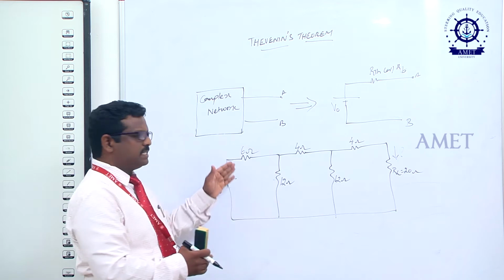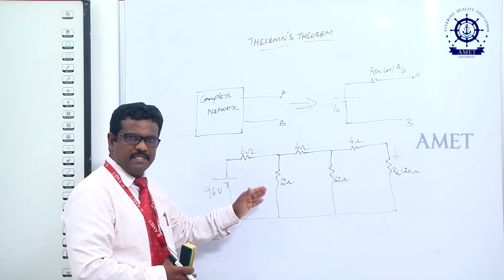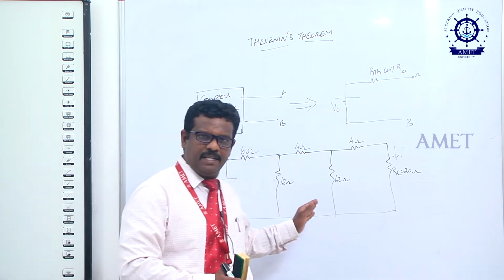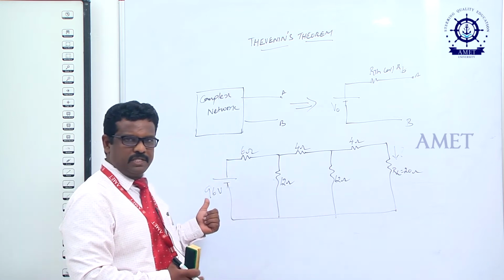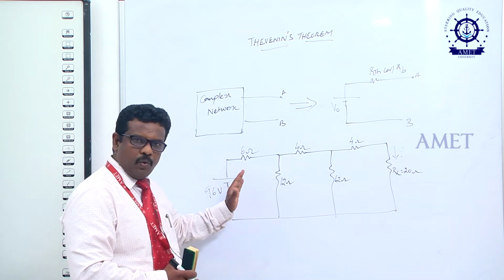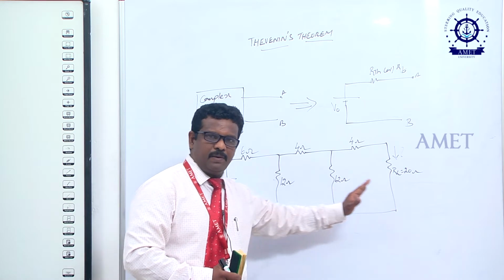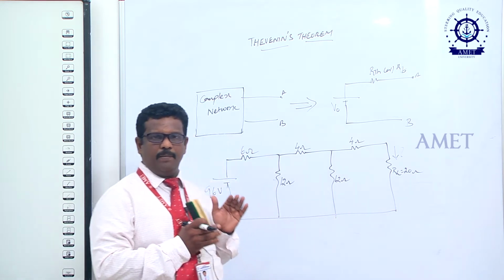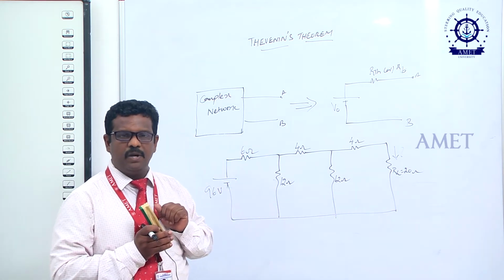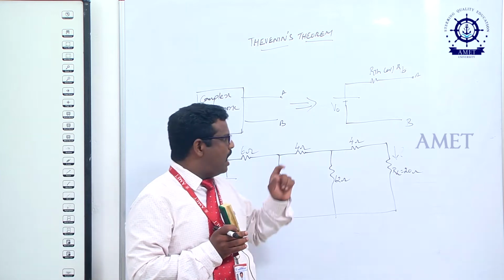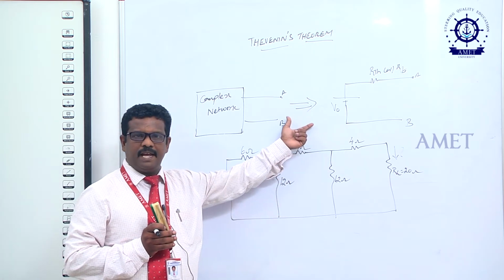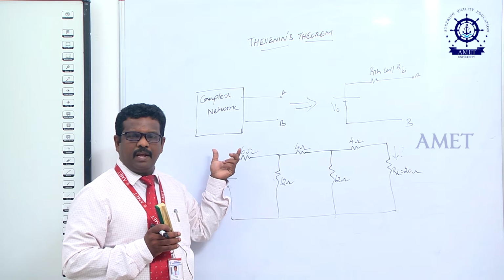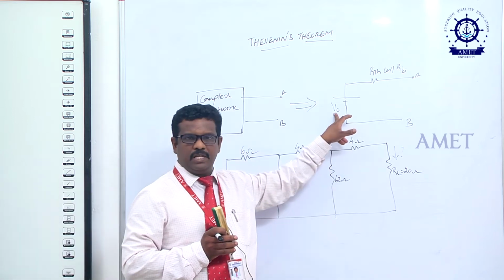Now how many resistances are there here? There are many resistances connected in this network. One voltage source is there, that is one mesh loop, another mesh loop, another mesh loop. There are 3 mesh loops. Now I am going to reduce this to a single voltage source and resistance, right. What does Thevenin's theorem say? Any complex network can be reduced to one voltage source.